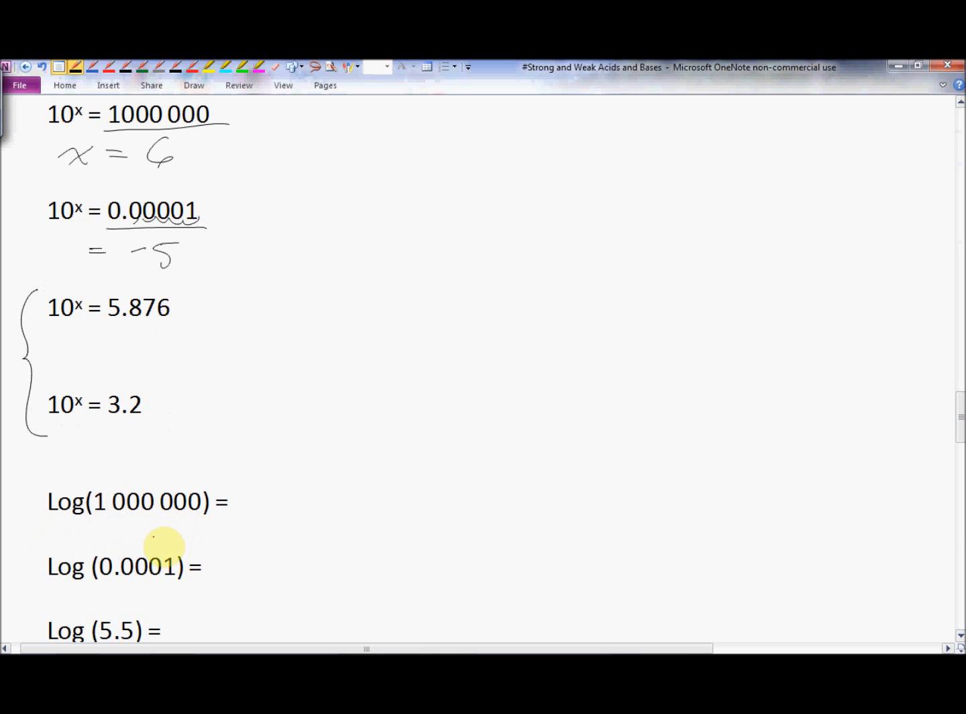Log of 1 million. Basically, the answer to that one is 6. What that really means is, since 10 to the 6 is equal to 1 million, if we take the log of 1 million, what we're saying is 10 to the power of what will give us that 1 million. So since 10 to the power of 6 is 1 million, log of 1 million is 6.